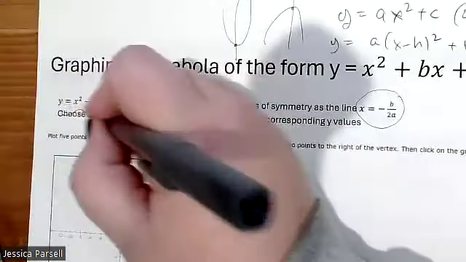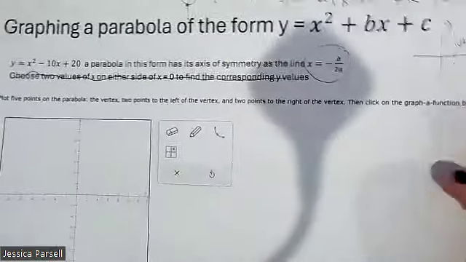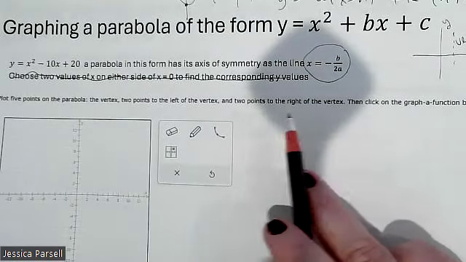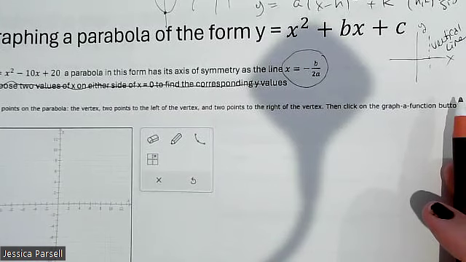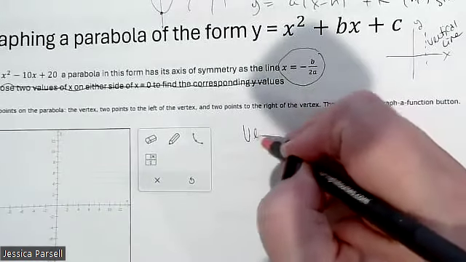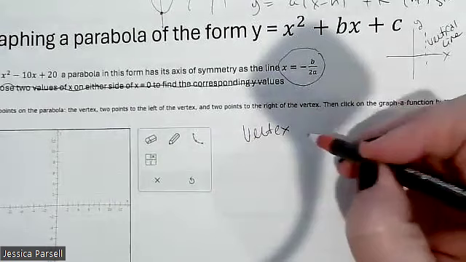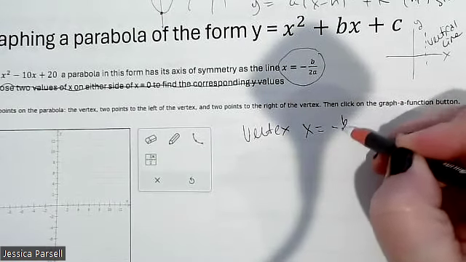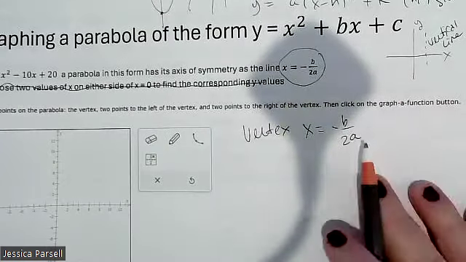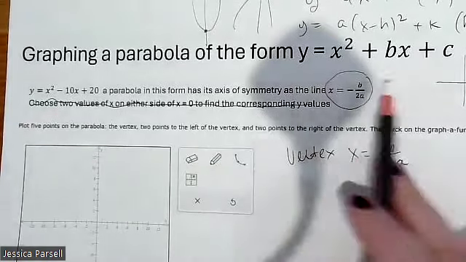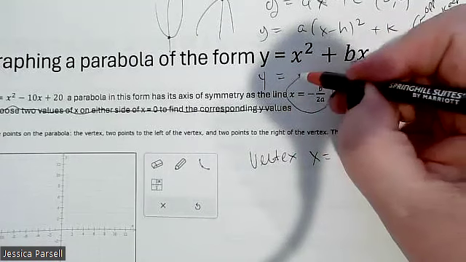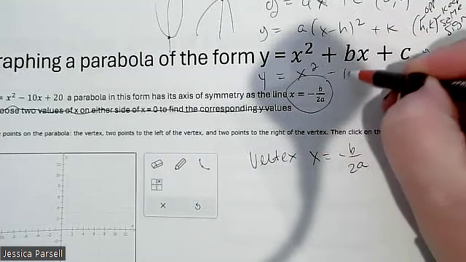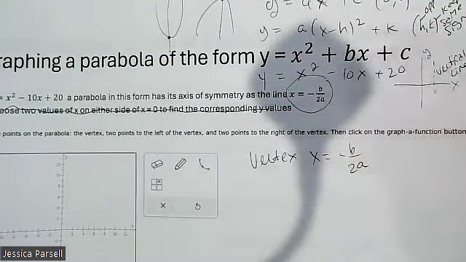Okay, so we're not going to listen to these directions here, but we're going to plot 5 points on the parabola. They're requiring the vertex, 2 points to the left and 2 points to the right. Then click on graph a function. Okay, let's figure out how to find the vertex first. So the vertex, we're going to use this x equals negative b over 2a. And let me go ahead and write this and write down below like I was doing the last two problems, right below the formula, x squared minus 10x plus 20.